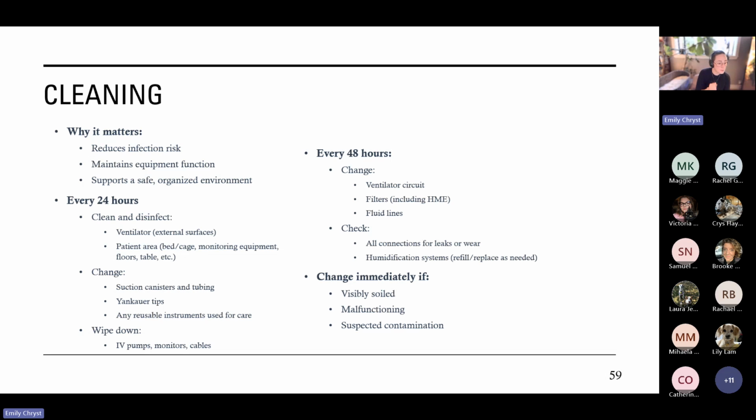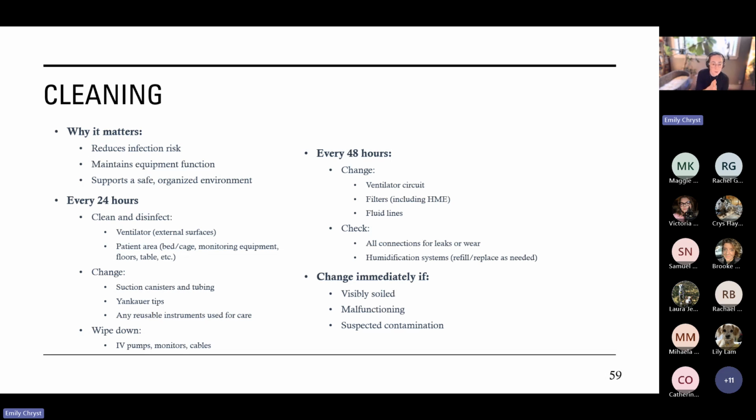Condensation in the circuit is also something to pay attention to. So we want to make sure that we're draining that condensation in the circuit, so it's not just this nice moist bacteria pool. We don't want to be flicking it at the patient. We don't want to be flicking it across the ICU. Making sure that we're draining that condensation into a container before we reconnect them is helpful.